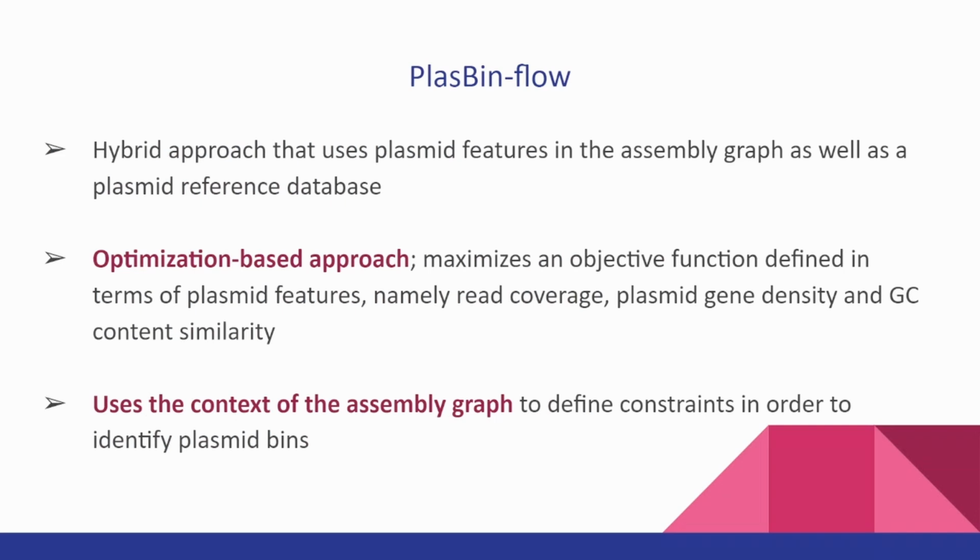PlasBin-flow is, as we discussed, a hybrid approach. It uses plasmid features in the assembly graph, as well as using a database of plasmid genes. It is an optimization-based approach. It tries to maximize an objective function that is defined in terms of the plasmid features that we discussed previously, particularly the read coverage, plasmid gene density, and GC content similarity. Most importantly, it uses the context of the assembly graph to define its components in order to identify the plasmid bins.